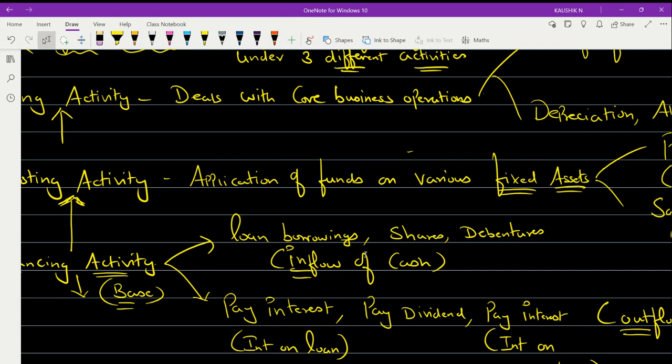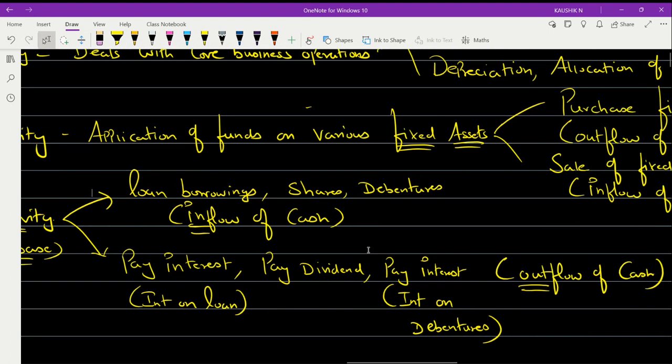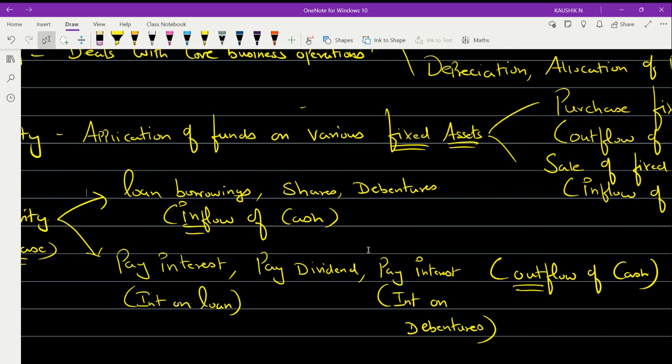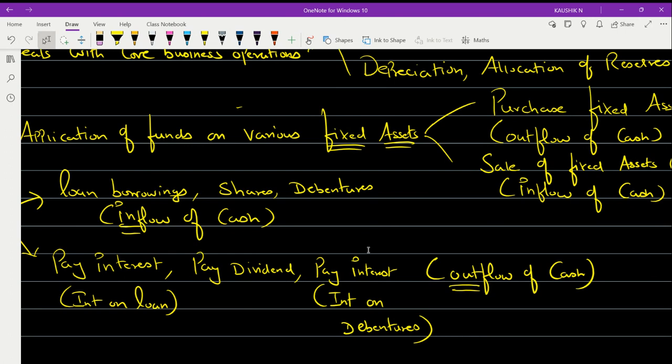So this is one way. On the other hand, you may have to pay interest for the loan amount you have borrowed from the banks or any financial institution. So payment of interest for the loan, payment of dividend for issued shares, and payment of interest for the debentures you have issued. All these payments denote the outflow of cash. So thereby in financing activity you find there are two segments: inflow of cash and outflow of cash.